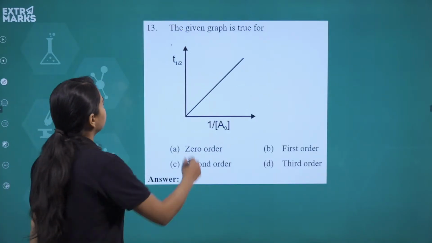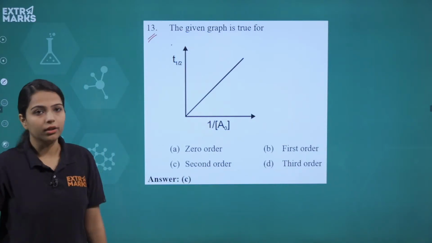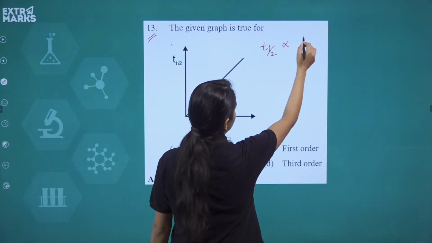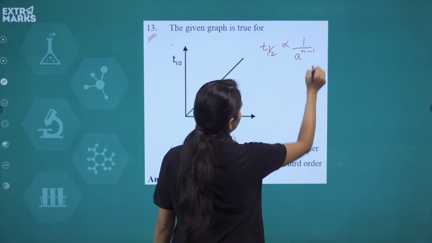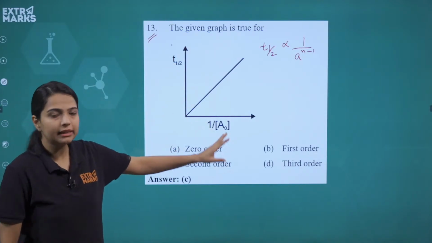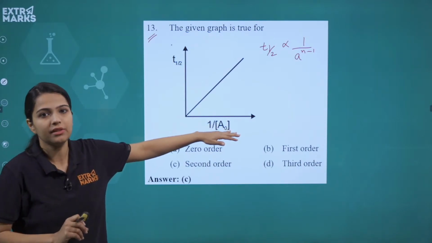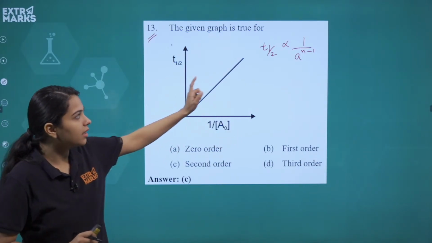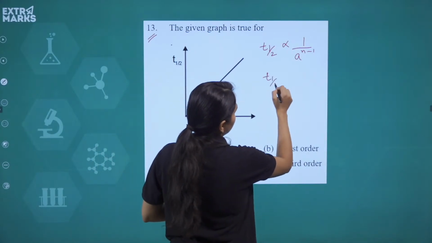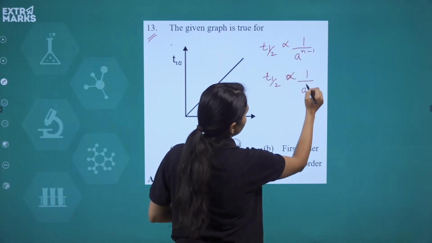Next question, number 13. The given graph is true for which order here? Now you have the relationship between T half and the initial concentration. This is the relationship. Right? Now over here, looking at the graph, you can clearly see T half is directly proportional to 1 by A naught, which is the initial concentration. So over here, if I just substitute the value of n equal to 2, so what will it become? 2 minus 1 is 1.